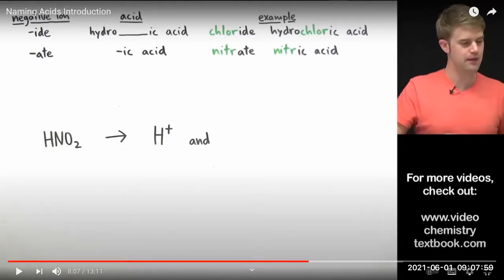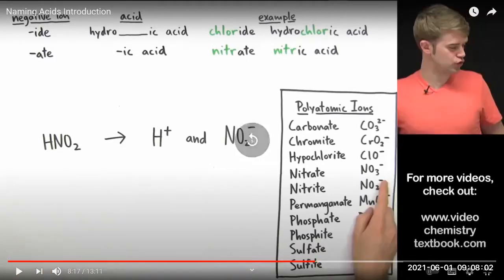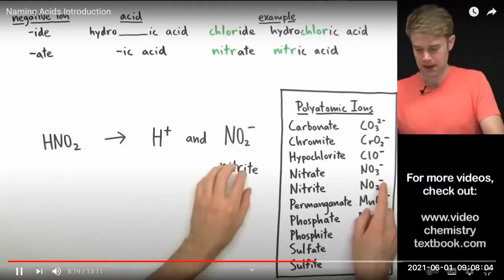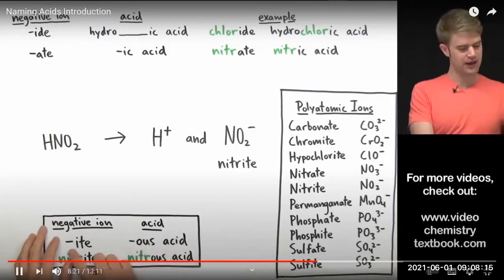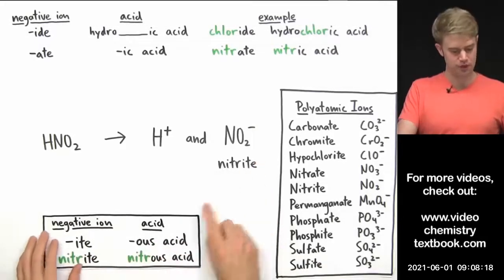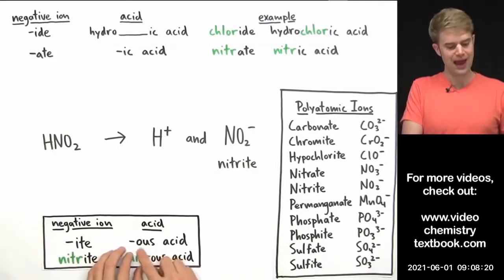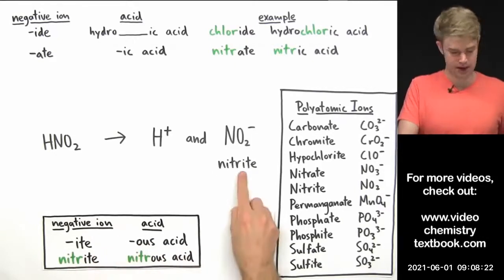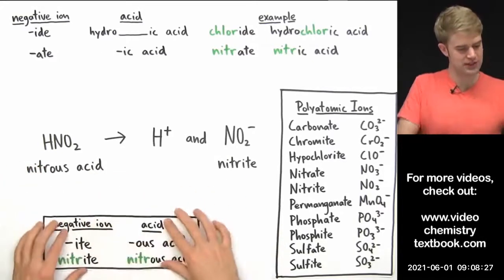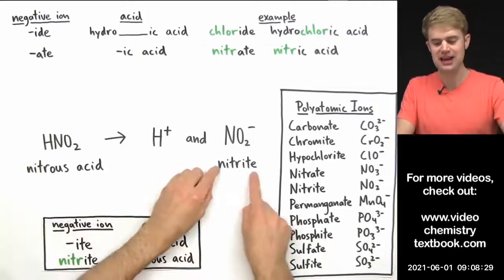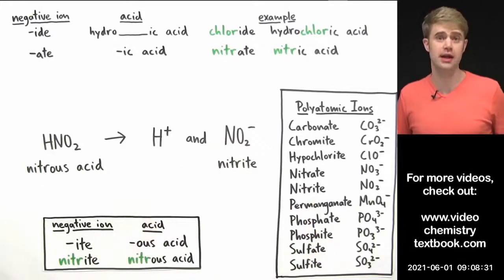Now, this one, you will notice that it's made of hydrogen and nitrite. NO2 is nitrite. It ends in -ite. So for the suffix -ite, there's another rule used to name these: if it ends in -ite, you remove the -ite and then you put -ous acid. So we go from nitrite to nitrous acid. So nitrous acid is what we call the acid that contains nitrite as its negative ion.